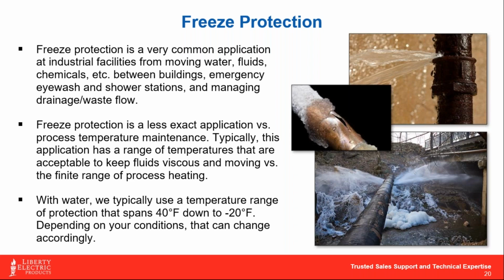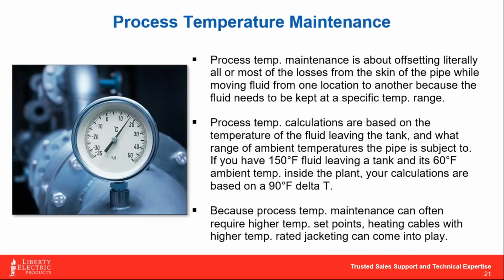So typically, when we're doing something for freeze protection like water, here in upstate New York, we use a temperature range of say 40 degrees down to -20, giving us roughly a 60-degree delta T. We've done several where it's, say, 40 degrees down to -40. So it's a very predictable temperature variance that we're designing for.